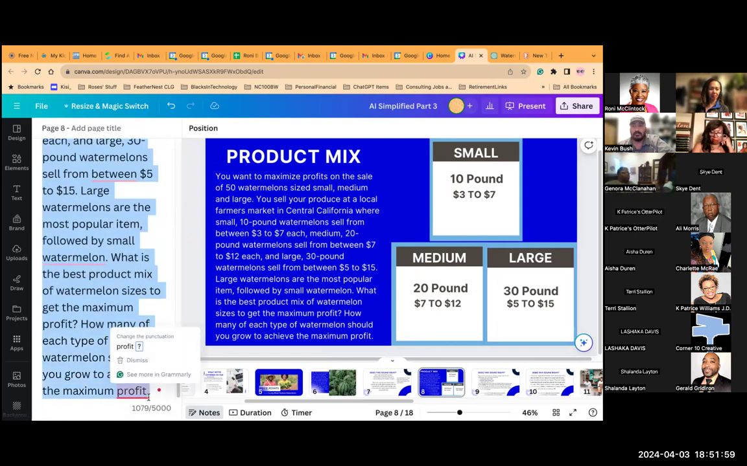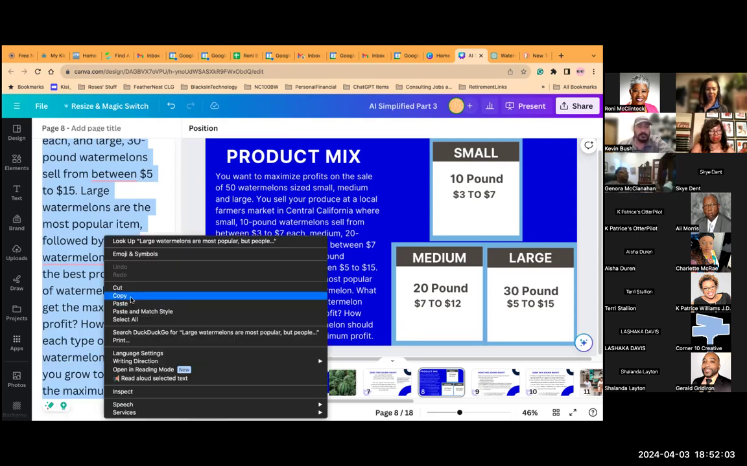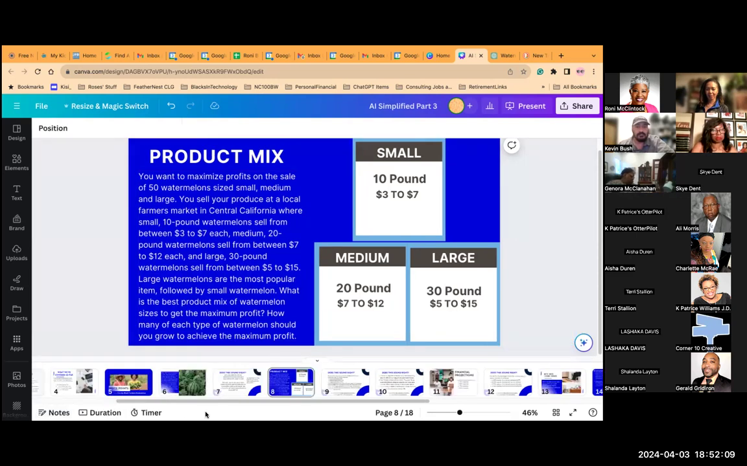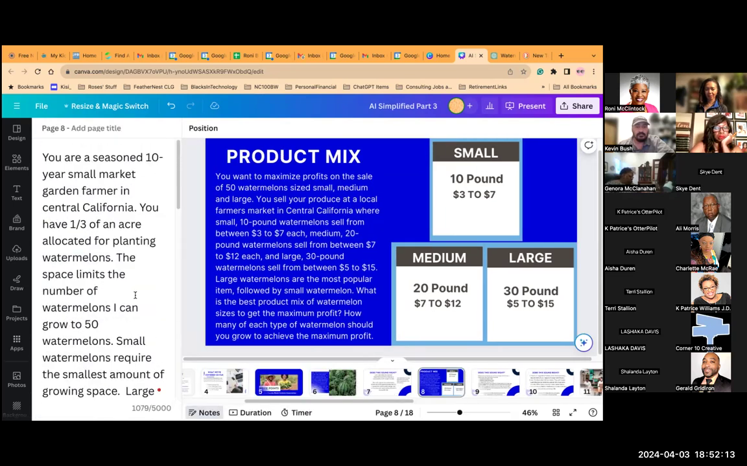Let's see if this is it. Yeah, 2 parts. See, I don't spell that well. Let's paste that in. Okay. And then I'm going to actually paste the whole thing in my ChatGPT.